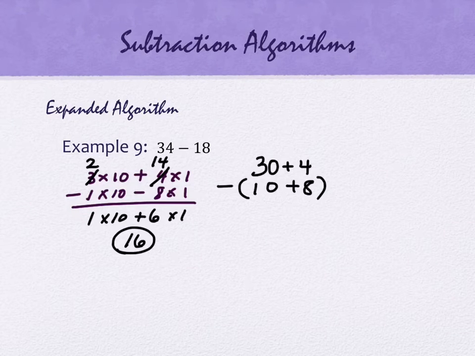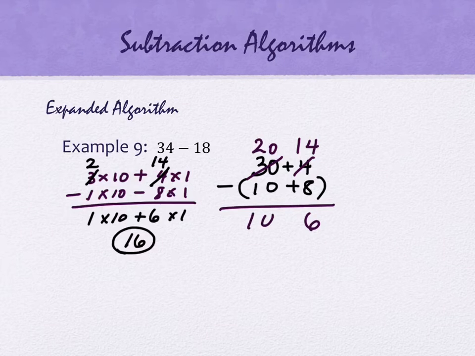Again, the whole goal is to break this down. I don't have 3 10s. I have 2 10s. I have 20, and I will exchange that for having 14 here. So either way I do it, I've got 14 then minus the 8. So I've got 6, 10 plus 6, which is 16. Okay, sort of a blend between the standard algorithm and the expanded algorithm in the other form.